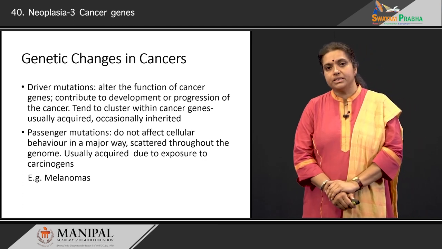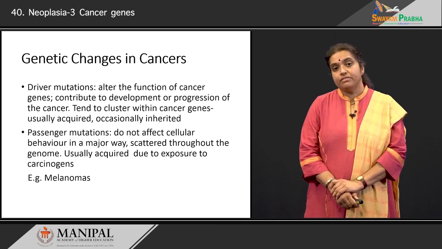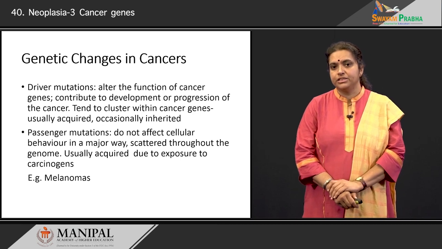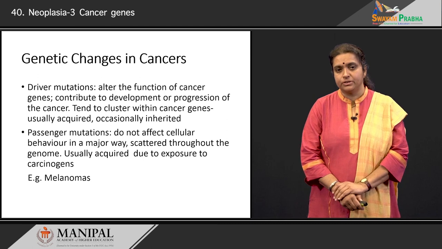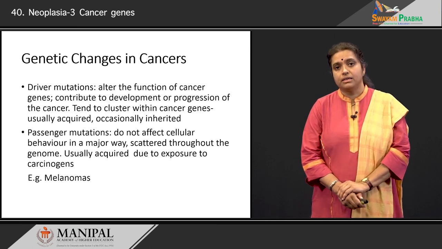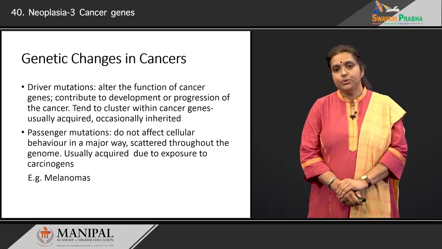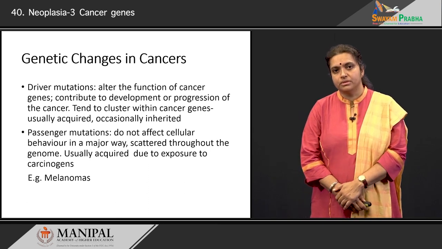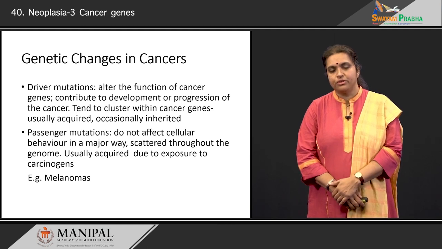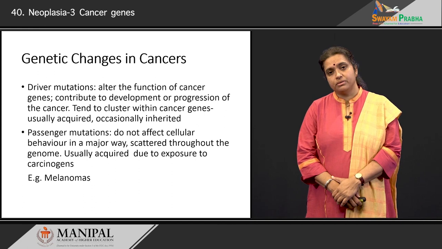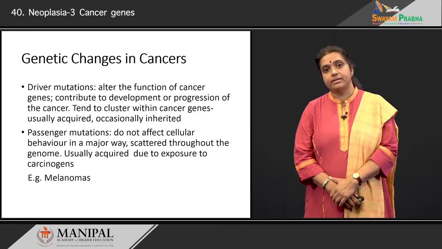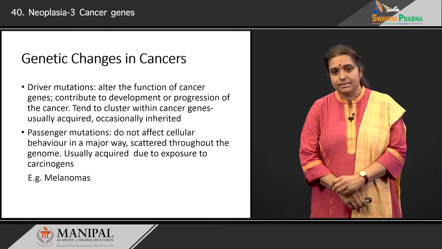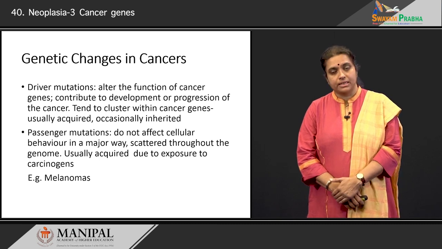So, now there are two kinds of mutations that can occur in cancers. The first is driver mutation. Now, these driver mutations are like the main mutations that alter the function of cancer genes and contribute to the development or progression of the cancer. So, they are the main changes, and you need those changes for the carcinogenic transformation to occur. These tend to cluster within cancer gene clusters, and usually they are acquired during the lifespan of an individual, but sometimes they can even be inherited. Occasionally they are inherited, and then they contribute to the inherited cancer syndrome. So, these are the driver mutations. They tend to cluster around a certain group, known as the cancer cluster genes, and they are usually acquired, but they can occasionally be inherited.